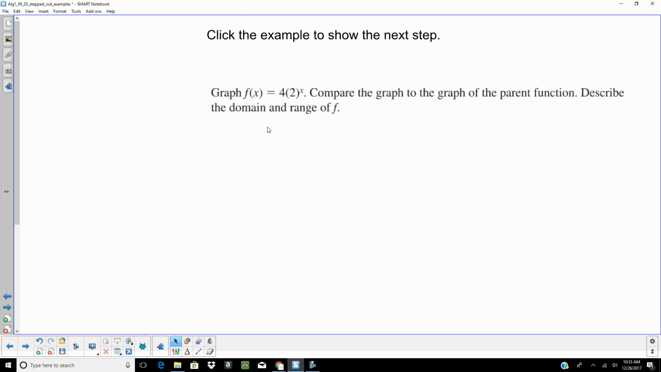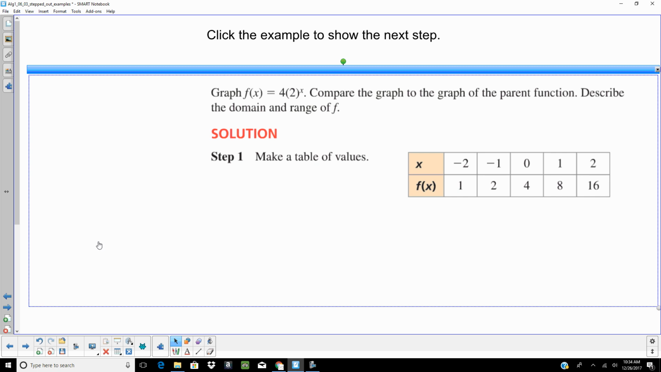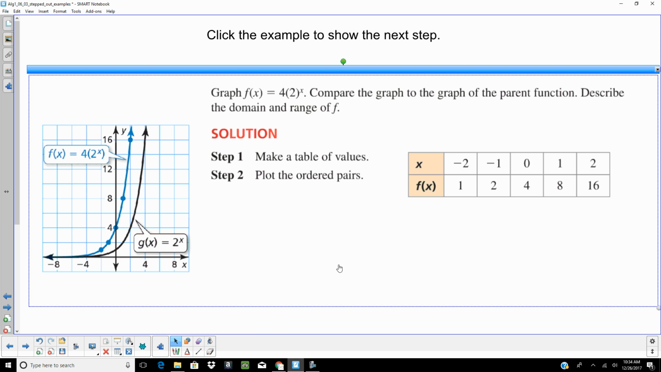So let's go ahead and we're going to graph f of x, which remember is a fancy way of saying y. f of x equals 4 times 2 to the x, and we're going to compare the graph to the graph of the parent function, and we're going to describe the domain, your x values, and the range, your y values of the function. So we're going to start by making just a table. Plot those ordered pairs. Draw a smooth curve.